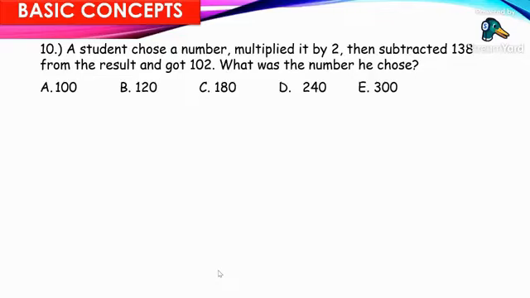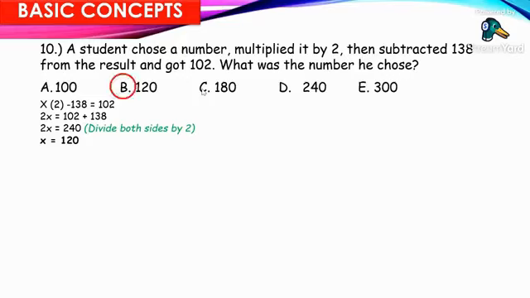Okay, please comment if you're solving it mentally or manually. If you're doing it mentally or manually, you're doing a good job. Very good. You can also do trial and error. So, let's try 100 times 2 minus 138. Will it come out as 102? So, the correct answer is letter B.